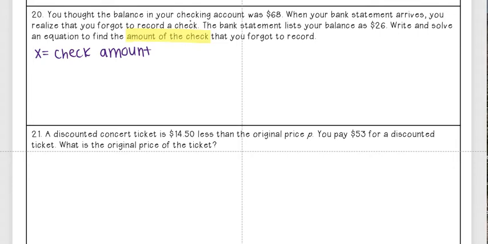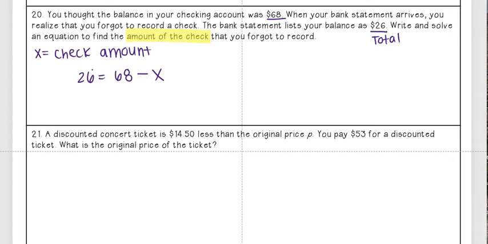So it says you thought the balance in your account was $68. But then when your bank statement arrives, you realize that you forgot to record a check. The bank statement lists your balance as $26. So your total in your bank account is actually $26. I thought I had 68 in there, but I actually took out a check, so I need to minus whatever that check amount is. And so now I'm going to solve that from there.